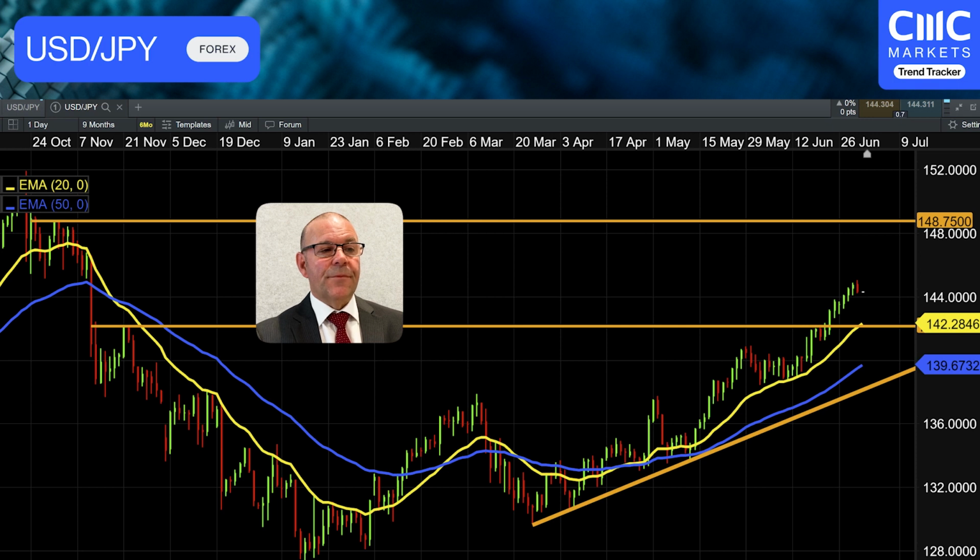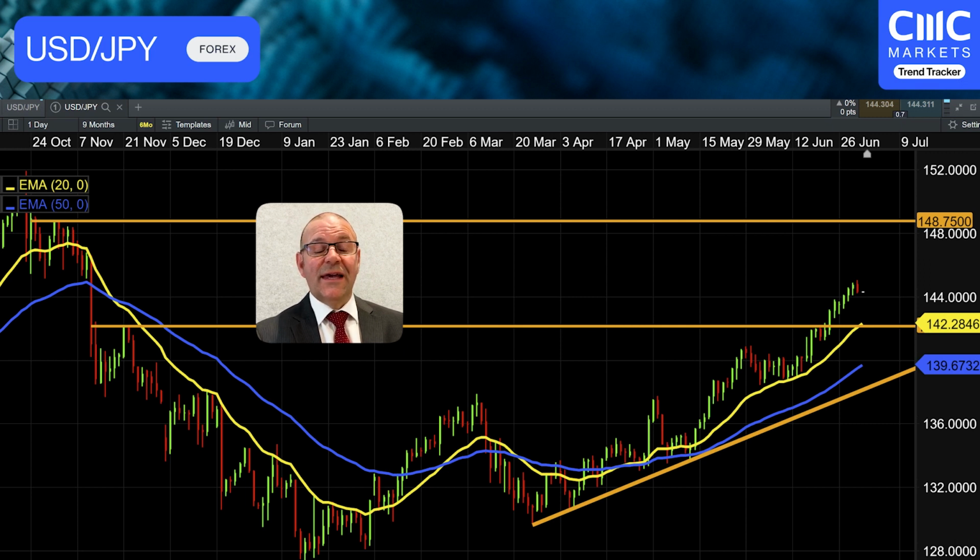Got some resistance coming up around 148.75 to focus on, and the week ahead as well too, like to focus on global equity movements, particularly US and Japanese share price movements, US non-farm payrolls data on Friday, and the Japanese Tankan. And also keep an eye on Bank of Japan comments throughout the week.